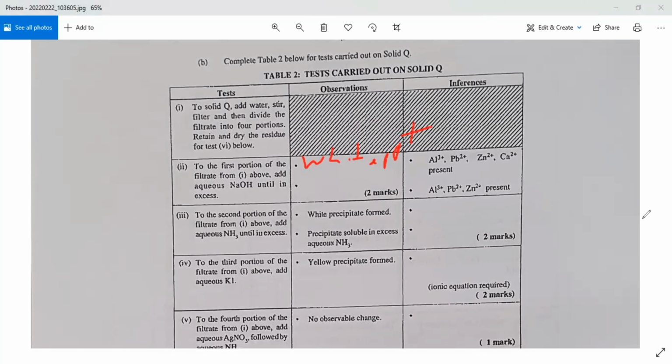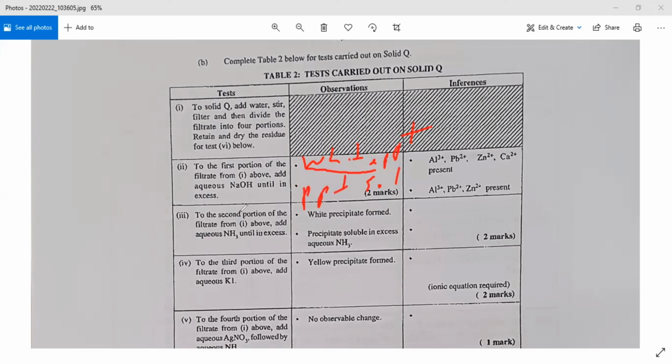Then now, you remember, it says now when we add excess. So I want you to recognize that there's a dot here, there's a dot here. You see, there are 2 dots. You have 2 dots because one is for when you just add the sodium hydroxide and one is for the excess. So when you add the sodium hydroxide first, you get a white precipitate. Then when you add excess, it says aluminum, lead, and zinc is present, which would mean that the precipitate was soluble. So that's all you need to write. PPT soluble. Okay, that's great.